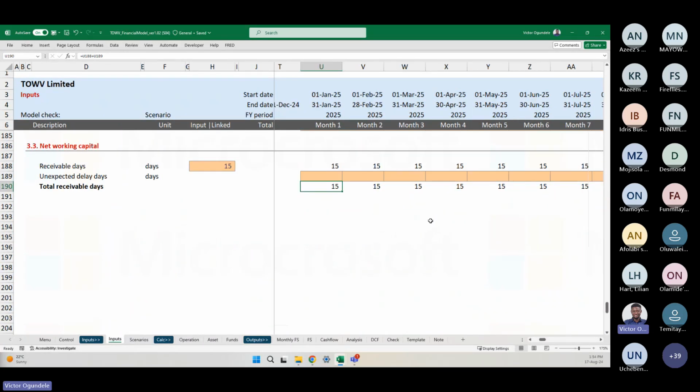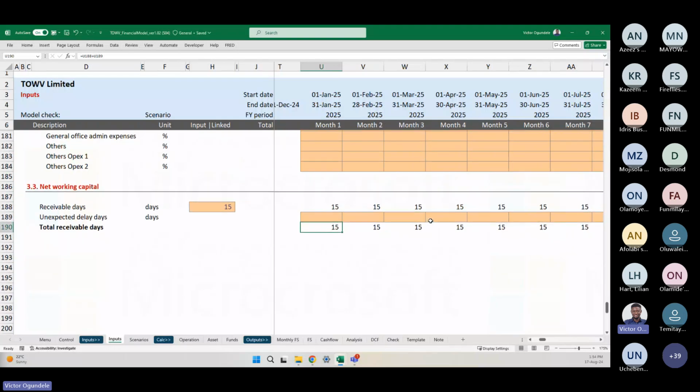I said it's all about that flexibility, think it through. And now, maybe in February, because February is not up to 30 days, maybe they can remove 5 days from it. So there's an option for you to also decide to deduct from the days. They can also decide to add to the days. So you just use that unexpected delay days.